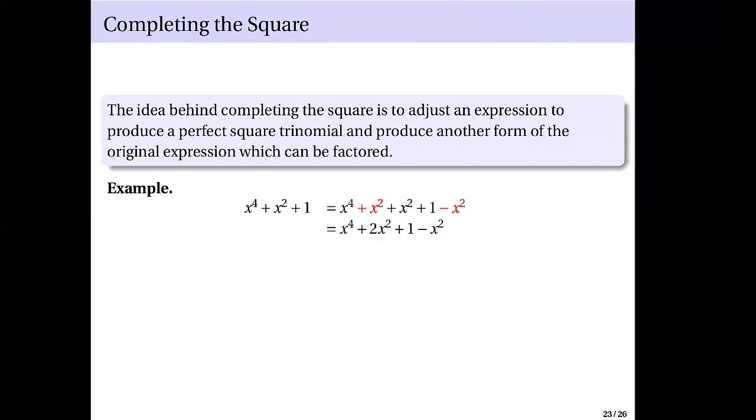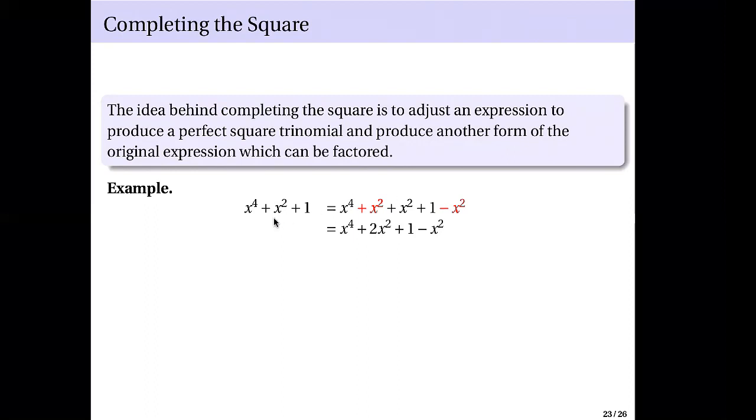You can also add x cubed minus x cubed. But the question is, will it be helpful in the factoring? So you have to think of the best expression to add and subtract. In this particular example, yes, we are adding x squared and subtracting x squared. If we don't have x squared, we need to choose something from what we have inside.